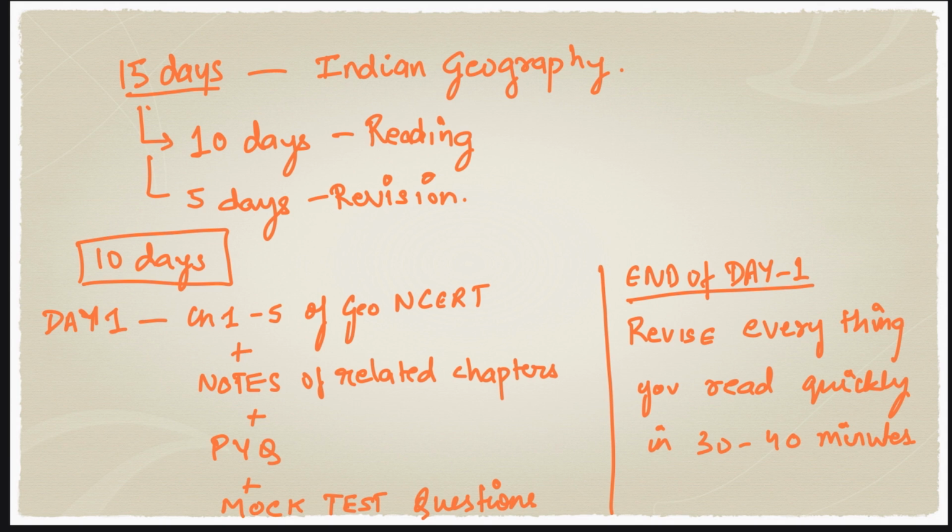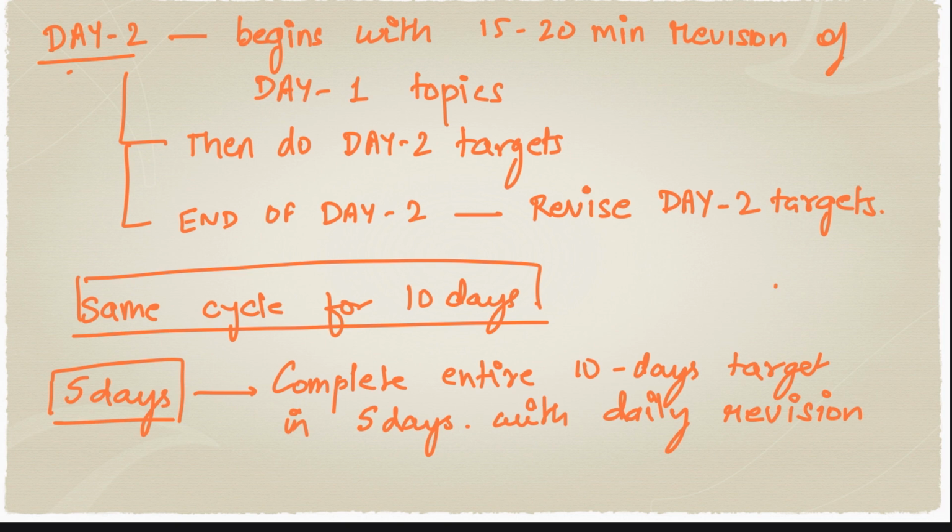Now on day 2 you will begin with revision of day 1 targets in 15 to 20 minutes. Since you have read these topics on day 1 and revised them on day 1 itself, it will take you less time to revise on day 2. So it will take hardly 15-20 or maximum 30 minutes to revise day 1 topics. Then you will write the day 2 targets, whatever you will be doing on day 2, and at the end of day 2 you will again revise the day 2 targets, and on day 3 you will begin by revising targets which you had done on day 2. Now the same cycle has to be repeated for 10 days.